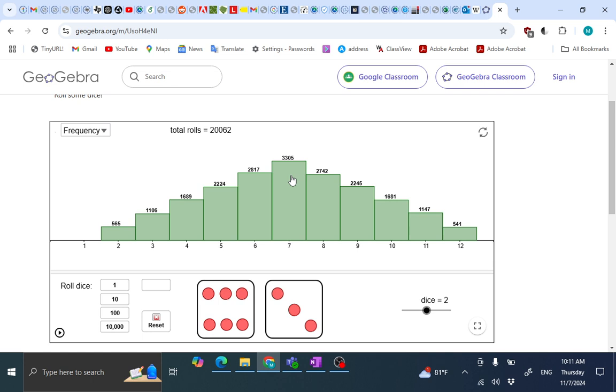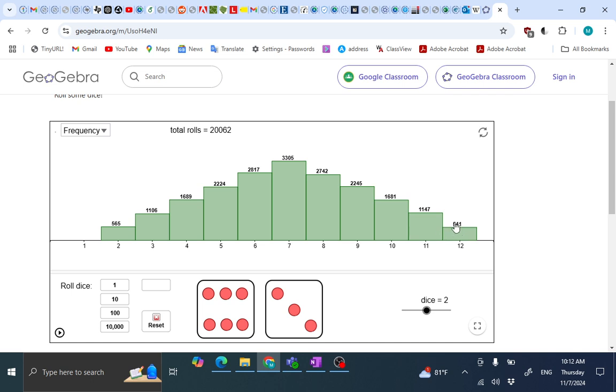We can kind of get a sense why is that. 7, I can get it out of 6 and 1, or 5 and 2, or 4 and 3, or 3 and 4, and 2 and 5, and 1 and a 6. I have 6 different cases that lead to 7. But how do I get a 2? The only way to get a 2 is to get 1 and a 1. So that's less likely than getting a 7. What's the maximum? Maximum is 12.